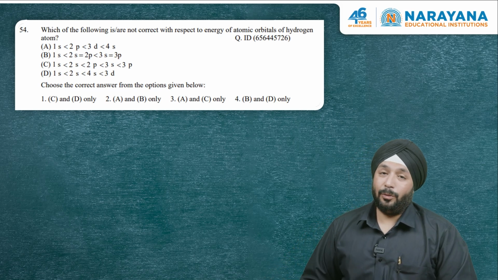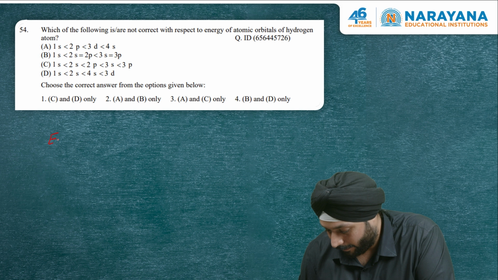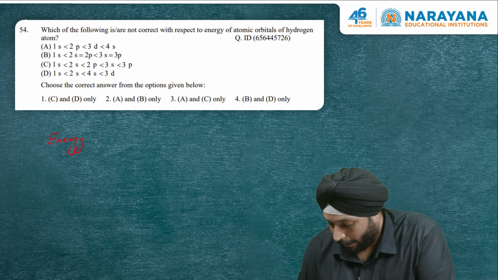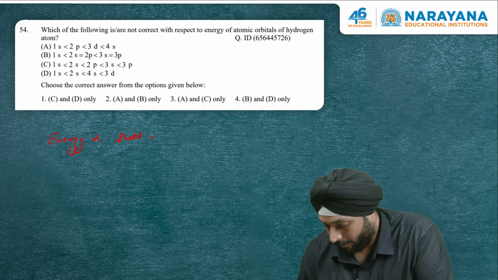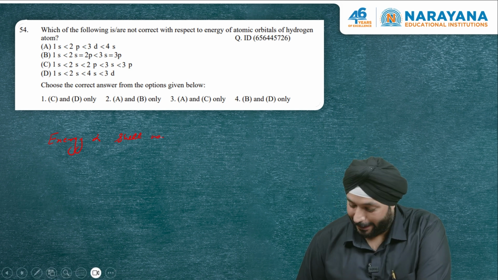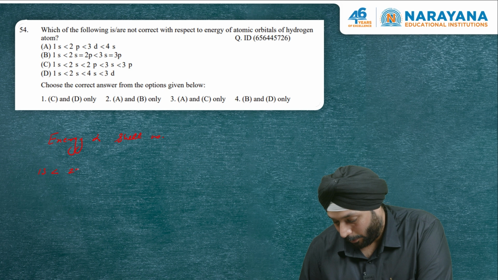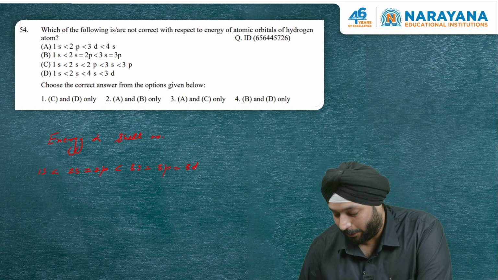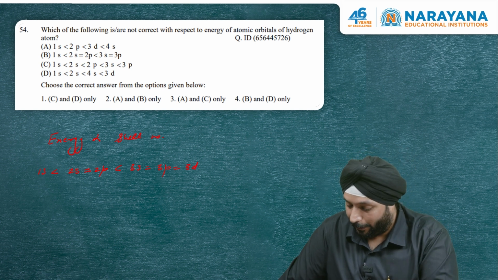And for a mono-electronic atom we know that energy is only a function of shell number. So we know that for hydrogen atom 1s energy is lesser than 2s, which is equal to 2p, which is lesser than 3s, which is equal to 3p, which is equal to 3d, and so on. Correct. So we'll just follow this particular order.